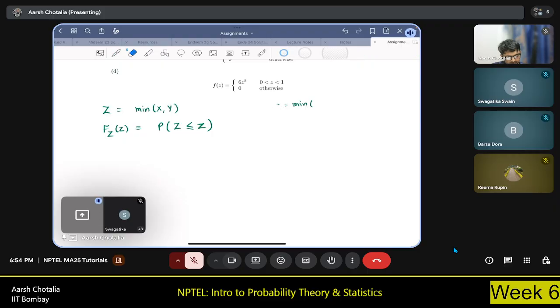But we don't know that if Z is the minimum of X and Y. Let me use different variables. C is the minimum of A and B. It means C is less than or equal to A and C is less than or equal to B. Okay. So another way around, A is greater than or equal to C and B is also greater than or equal to C. So these are our random variables X and Y. So what I should write is 1 minus the probability of Z greater than or equal to z.